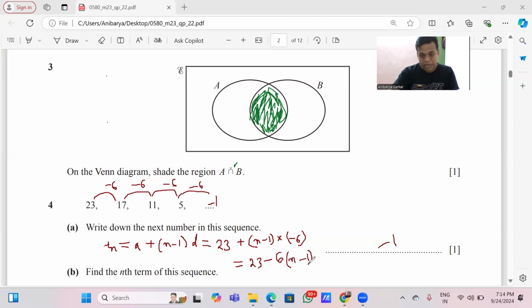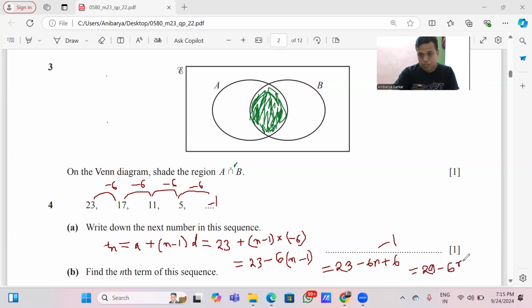Now if we remove the bracket, then it is 23 minus 6n and minus minus plus 6. So 23 plus 6, that's 29. So the answer is 29 minus 6n.